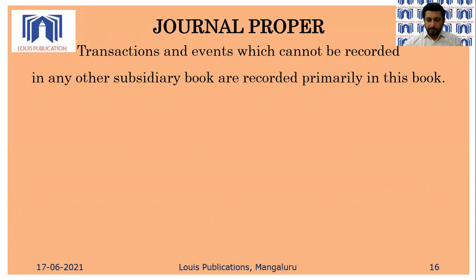I will take an example. Purchase of machinery on credit. Purchase of machinery. Machinery is an asset. So purchase of an asset will not be recorded in the purchases book. Machinery is purchased on credit, so it will not be recorded in cash book. So where do we record? We will have to record it in journal proper itself. So transactions and events which cannot be recorded in any of the other subsidiary book are recorded primarily in this book. And that's why it is called as the residual book, we say, journal proper.